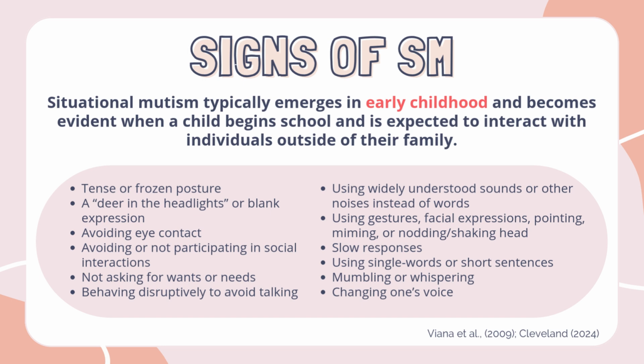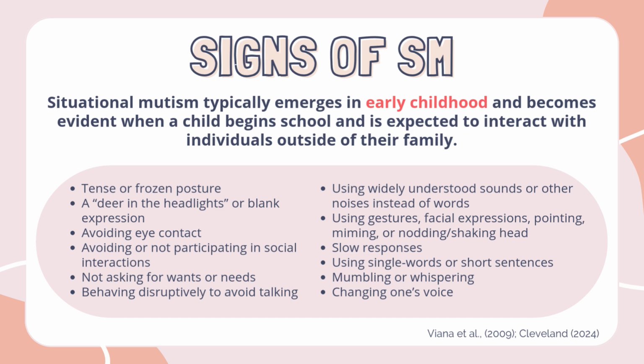So let's talk about some of the signs that we might expect to see across this spectrum. The child may freeze or have a stiff posture, carry a blank expression, avoid eye contact and participation in social interactions. They may avoid asking for things that they want or need, which can lead to toilet accidents or even malnutrition. They may throw a tantrum or act out behaviorally because they are unable to express themselves.